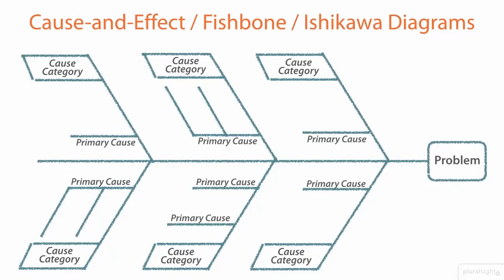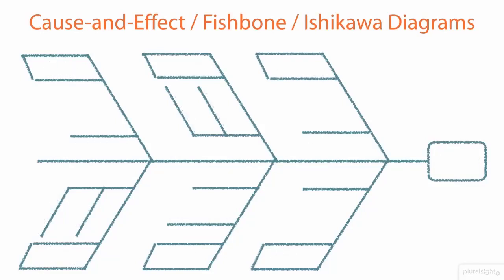There are a variety of primary causes that can shoot off from each different cause category, and then each of these can furthermore have secondary causes. You could have horizontal lines once again jutting off from these that would represent tertiary causes, although fishbone diagrams that get this complex are typically fairly rare. So let's put this into action with an actual example.